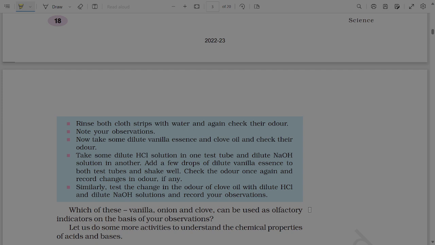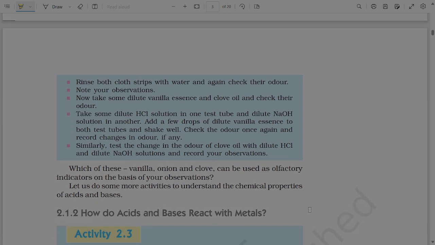Take some dilute hydrochloric acid solution in one test tube and dilute sodium hydroxide solution in another. Add a few drops of dilute vanilla essence to both test tubes and shake well. Check the odor once again and record changes in odor, if any. Similarly, test the change of odor of clove oil with dilute hydrochloric acid and dilute sodium hydroxide solution and record your observation. Which of these, vanilla, onion, clove, can be used as olfactory indicators based on your observation?